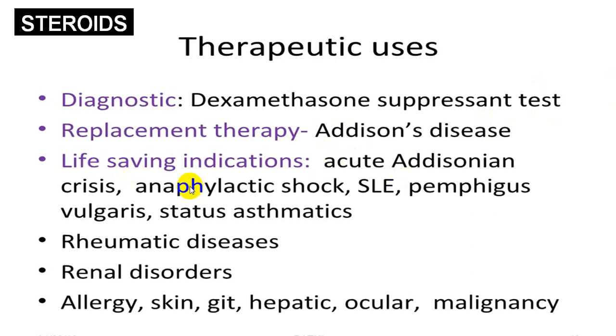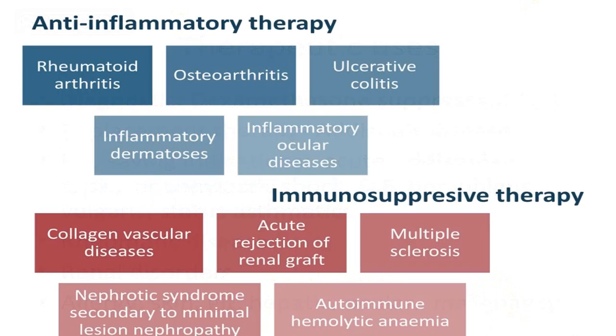acute Addison's crisis, anaphylactic shock, SLE, pemphigus, status asthmaticus, in some of the rheumatic diseases, particularly rheumatoid arthritis, some of the autoimmune renal disorders, particularly nephrotic syndromes, allergic conditions in skin, GI tract, liver, autoimmune hepatitis, autoimmune disorders of eye, and some of the malignancies. These are the uses. I am not going into detail. We will go into it separately when we do the chapter on steroids.